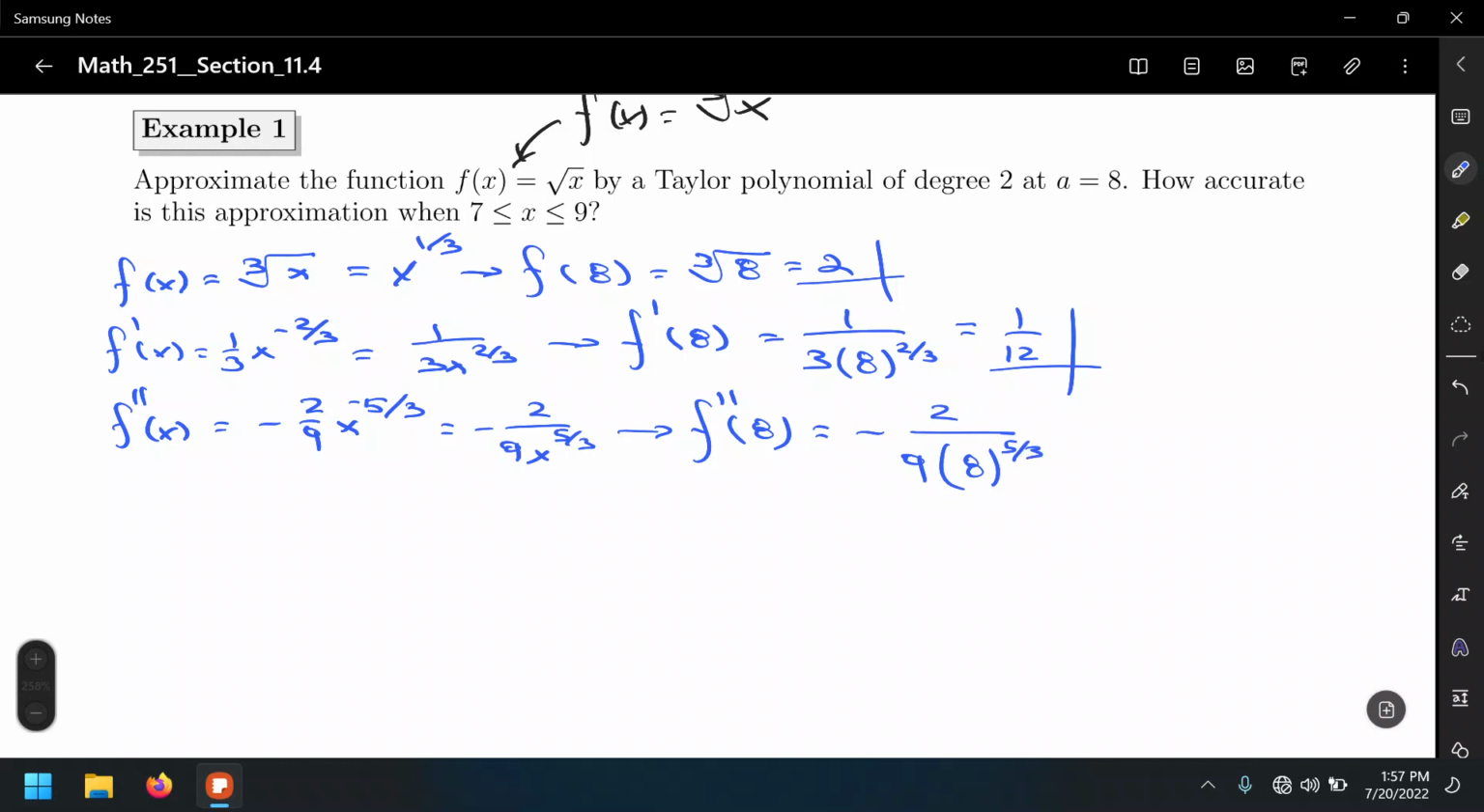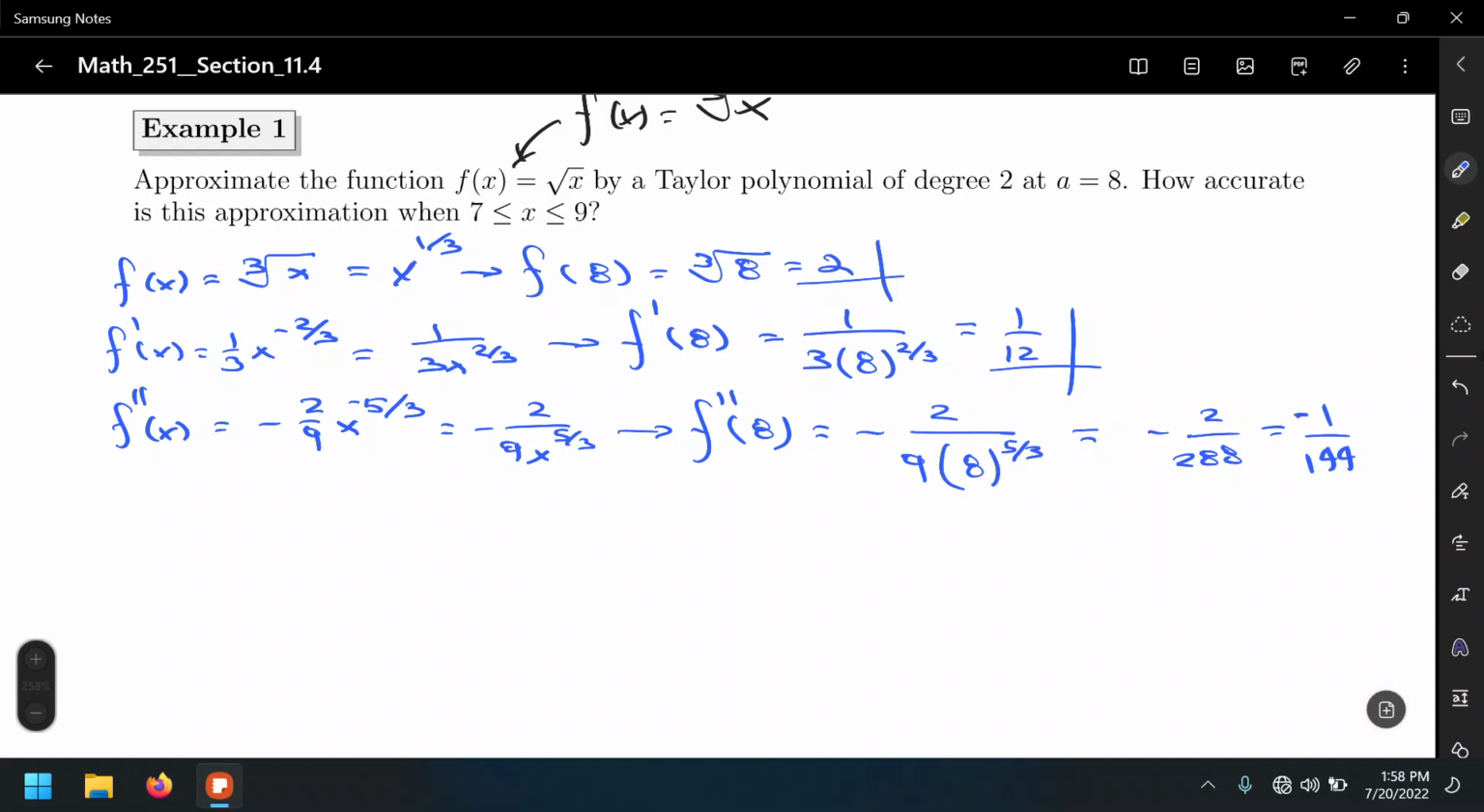All right, so evaluating the quantity in the denominator. Again, 8 to the 5/3 is the same as saying the cube root of 8, and then raise that number to the 5th power. So the cube root of 8, which again is 2, to the 5th power, which is 32, and then 32 times 9, that's 288, which reduces to 1 over 144. All right? And yes, negative. Thank you.